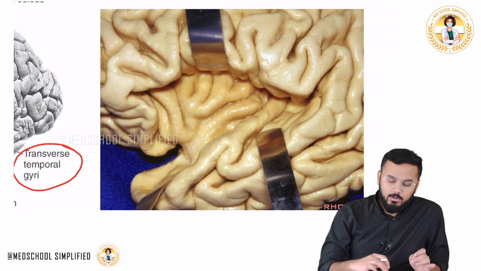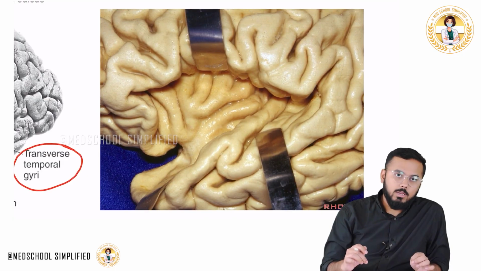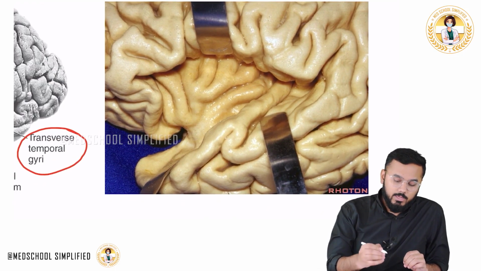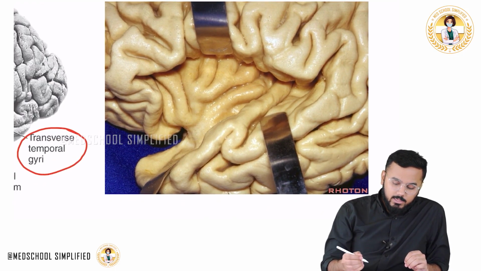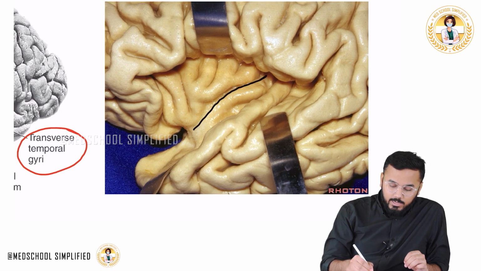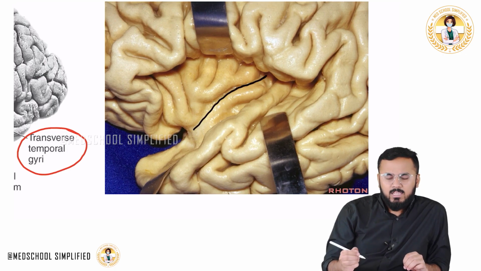Now let us look at this picture. In this picture also, you can very clearly see a sulcus in the center, right? This is called the central sulcus. The central sulcus is divided into short gyri and long gyri.